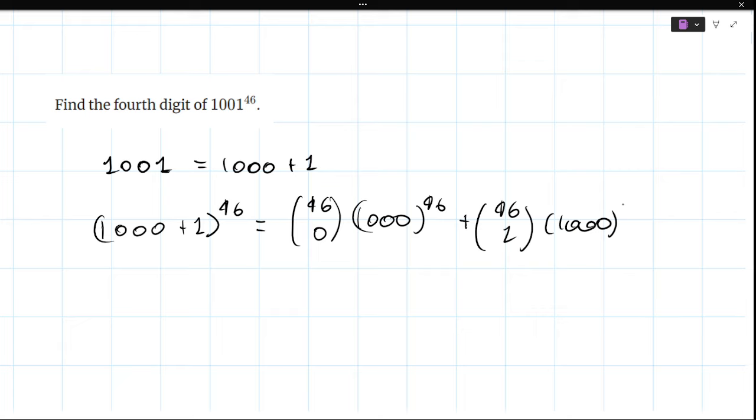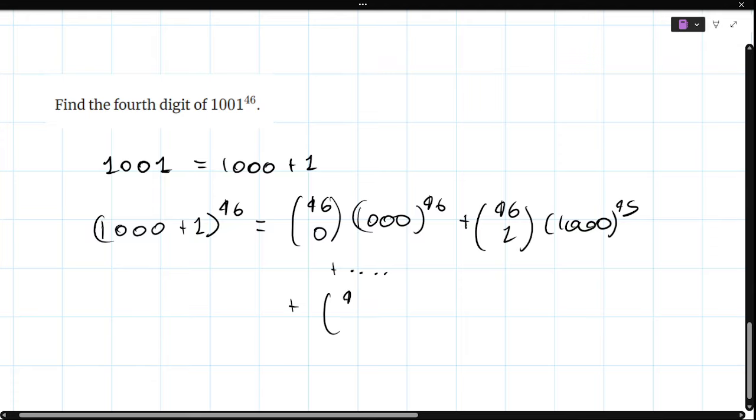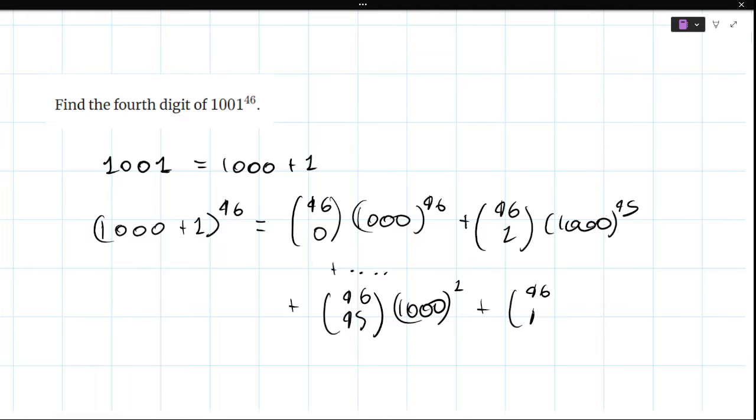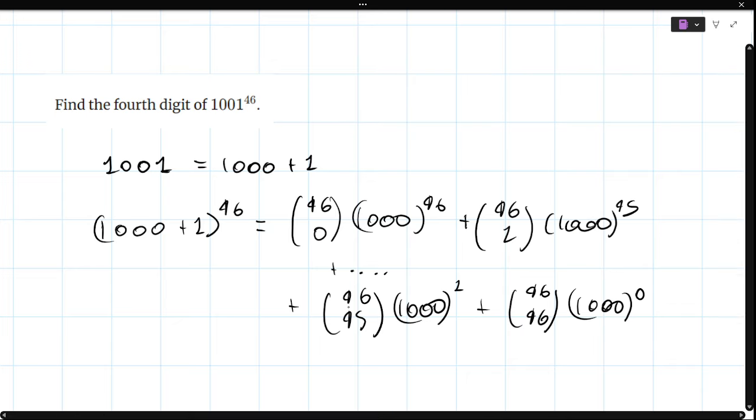This is 46 choose 45, and this goes on until 46 choose 46, and we have 1000 to the 0, which is just 1.